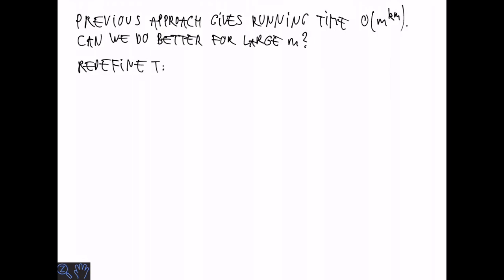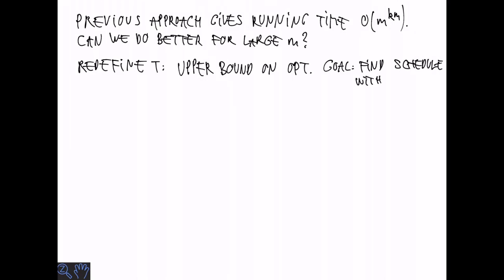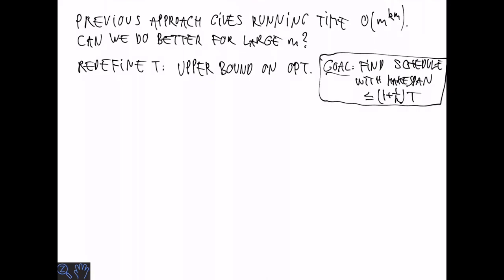To this end, we redefine t. So now t is simply an upper bound that we assume is known on opt. And the goal now is to find a schedule with makespan at most 1 plus 1 over k times t. So if t is a reasonably tight upper bound, that gives us an approximation algorithm. So now short jobs are defined with respect to t as before.